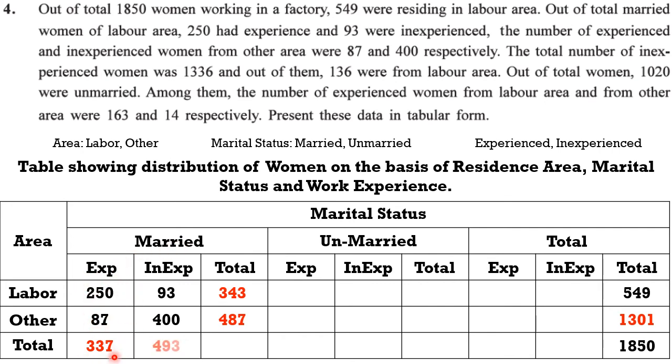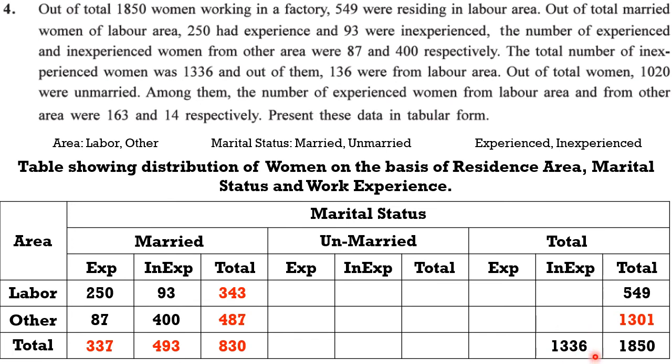So the married women experience total is 337, married women inexperience is 493, and the total of the married women is 830. Okay, that was just from the first sentence. Next, the total number of inexperienced women was 1336. Now here no married, unmarried is mentioned. So we can't write it in married or unmarried. Here total value is given. So we have to write them in the total section. And in that, total section inexperience. But again no area is mentioned. So total inexperience, once again total, we are going to write 1336.